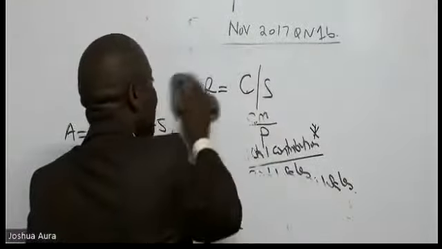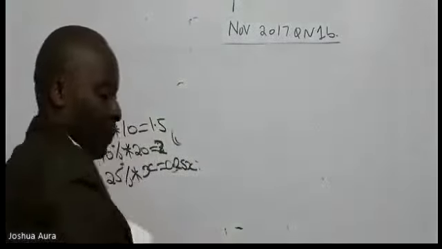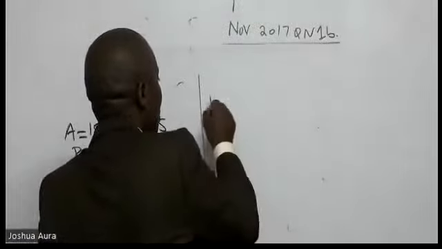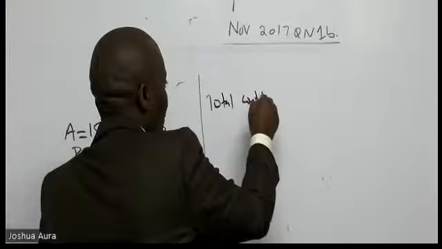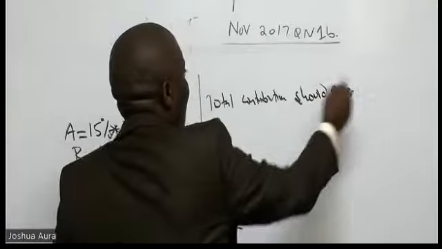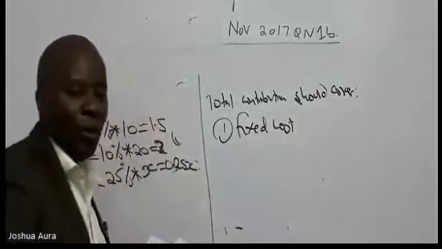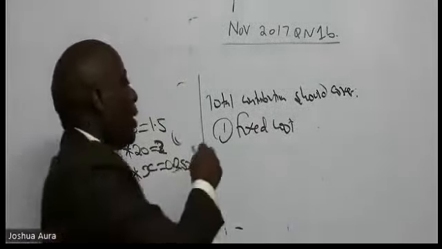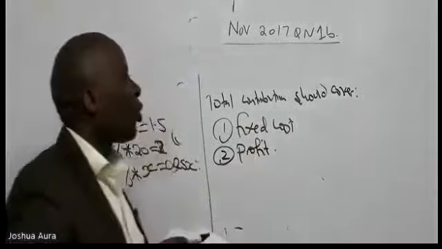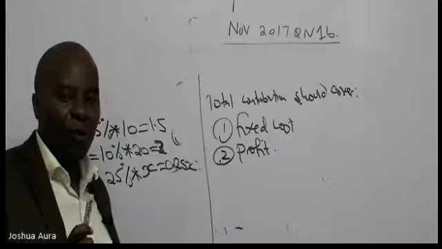The other thing, ladies and gentlemen, that I'm supposed to know very fast is that the total contribution that we generate should cover, number 1, the fixed costs of a firm. We contribute towards fixed cost, that's number 1. And then number 2, we contribute towards getting a profit. Total contribution should cover fixed cost, and then number 2, the profit of the organization.